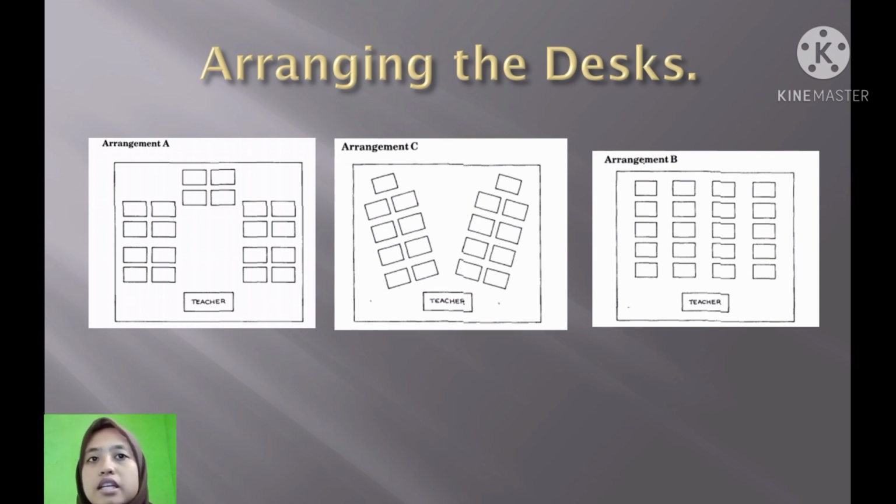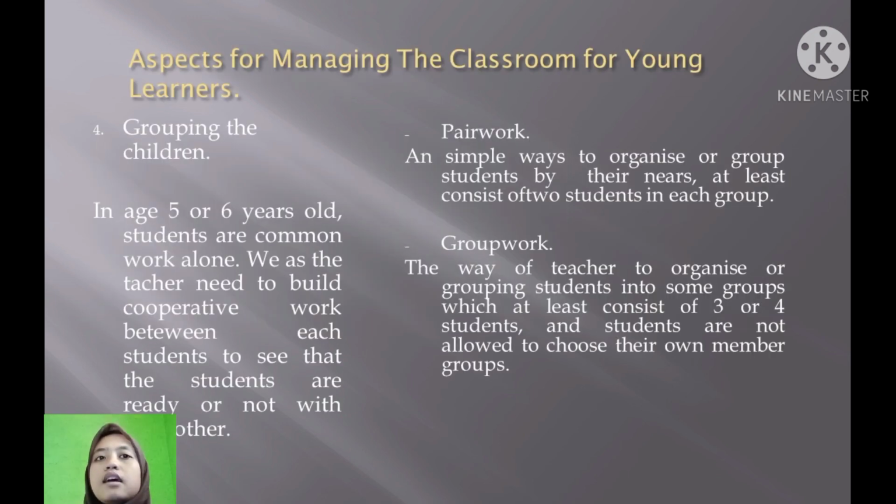Alright, number four is grouping the children. At the age of 5 or 6 years old, students commonly work alone. We as teachers need to build cooperative work between students, to see whether the students are ready or not to cooperate with each other.